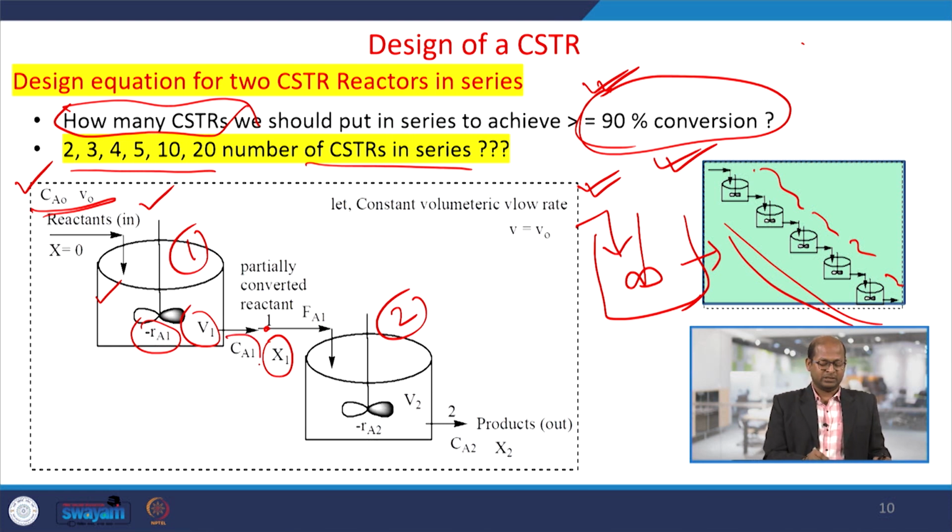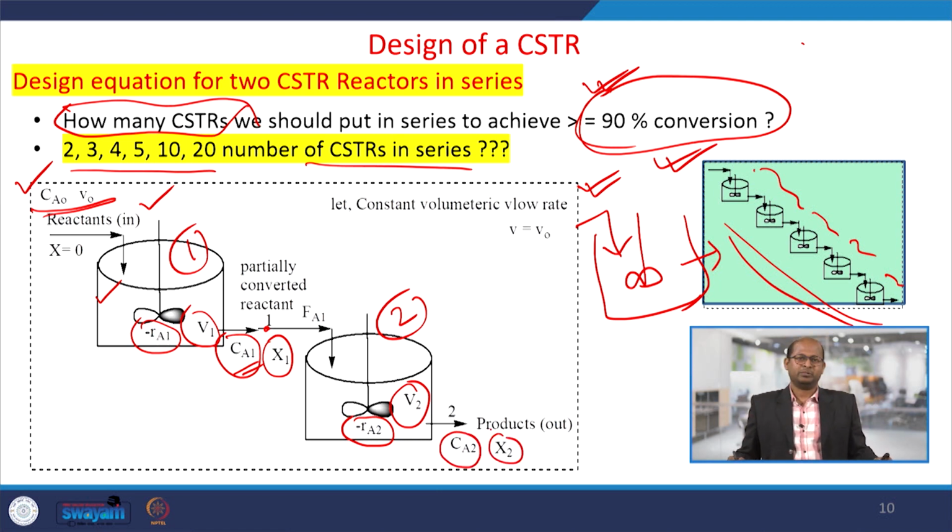Here the concentration of the reactant that leaves from reactor 1 is Ca1, and when that enters the second reactor, the rate of reaction is minus Ra2. Here the volume is V2 of this particular reactor. So after conversion, the final conversion will be X2 and the concentration is Ca2. So here two reactors are connected in series, and we developed some design equations.